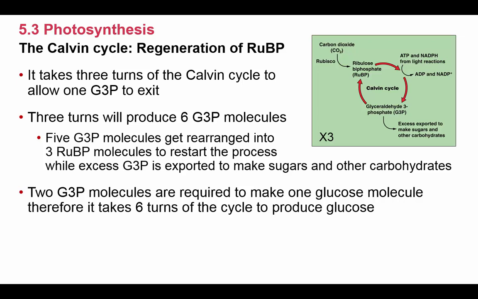5 of those molecules are going to get rearranged into 3 RuBPs. That's so you can restart the process again. You got to have it up there to restart to combine with the carbon dioxide. That excess G3P is exported, and it makes sugars and other carbohydrates. So it takes 2 G3P molecules to make 1 glucose. And so if you get 1 G3P when you go around 3 times, you're going to get 2 when you go around 6 times. So to make a molecule of glucose, we've got to go around 6 times.